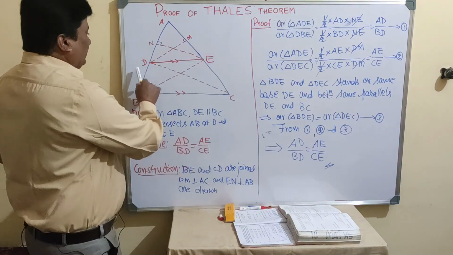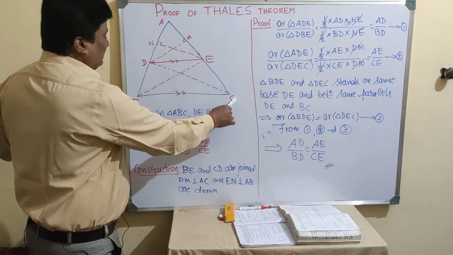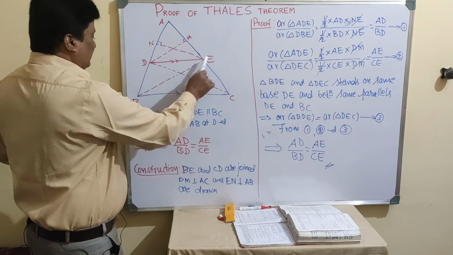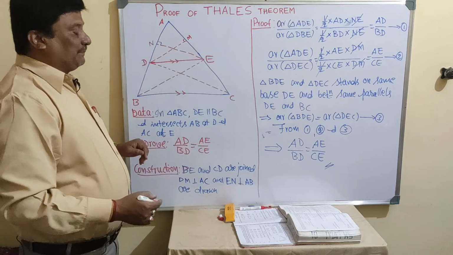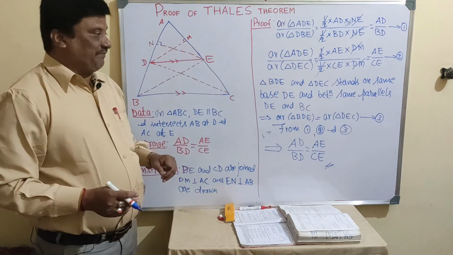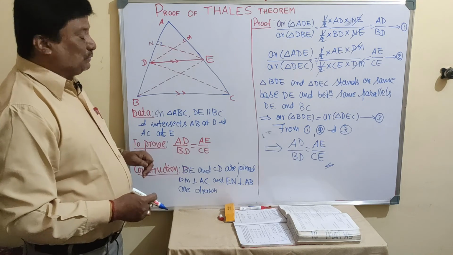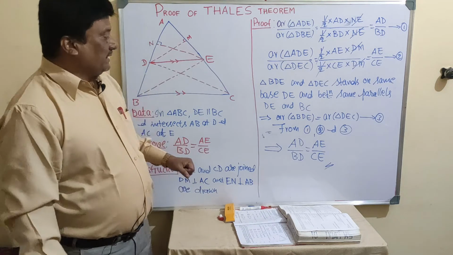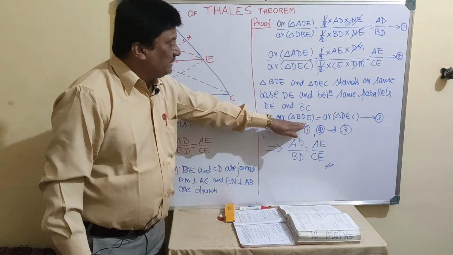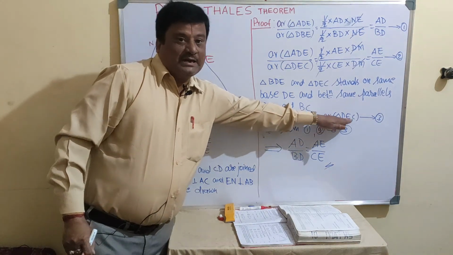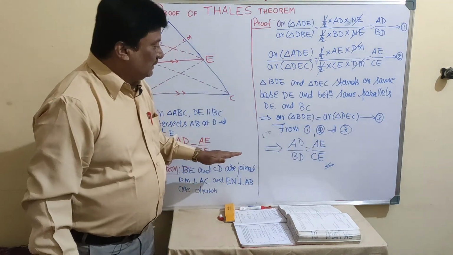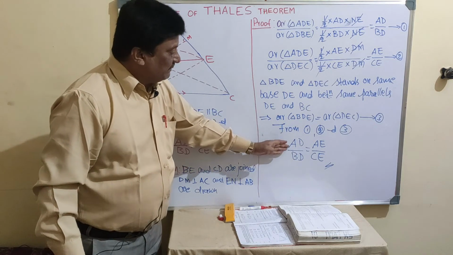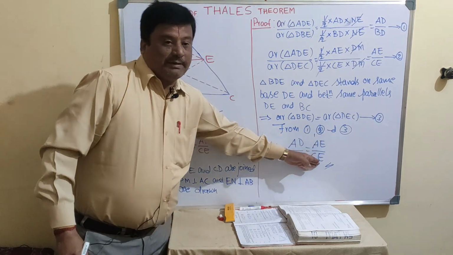Here triangle BDE and triangle DEC stand on the same base DE and between the same parallels DE and BC. In the previous class, we studied that two triangles having the same base and between the same parallels are equal in area. Therefore, area of triangle BDE is equal to area of triangle DEC. So from 1, 2 and 3, we can write AD by BD is equal to AE by CE.